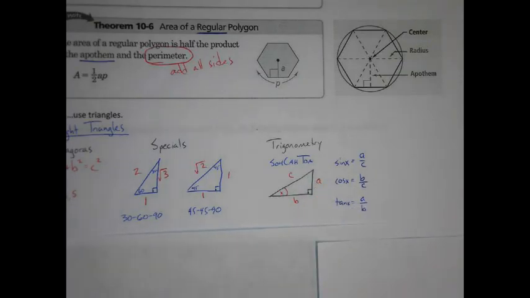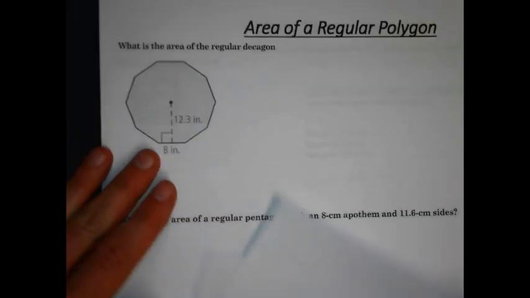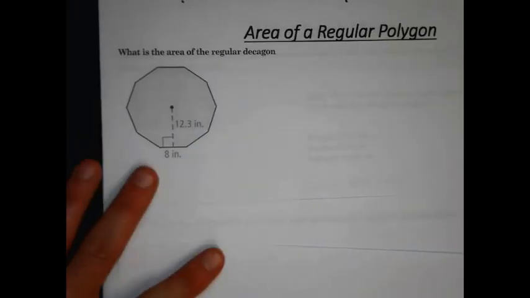Okay, so all of this stuff comes back into play from what we had learned in Chapter 8 when we're talking about area of a regular polygon. So all of that is about to be used. Hang on tight, buckle up, and let's do some math.